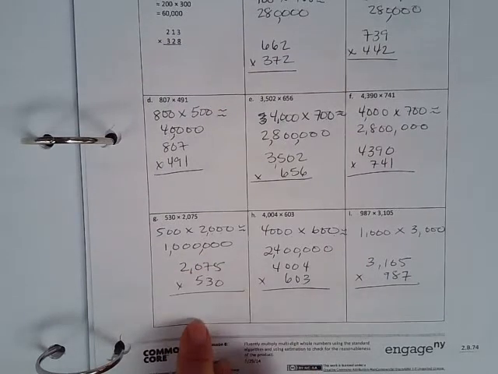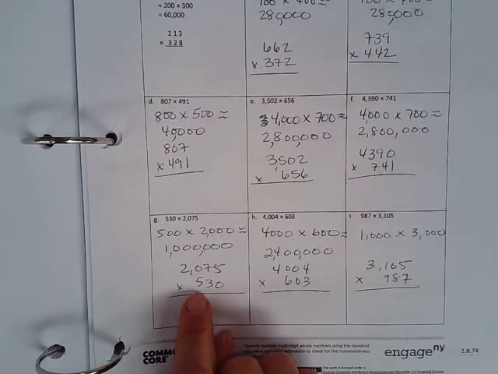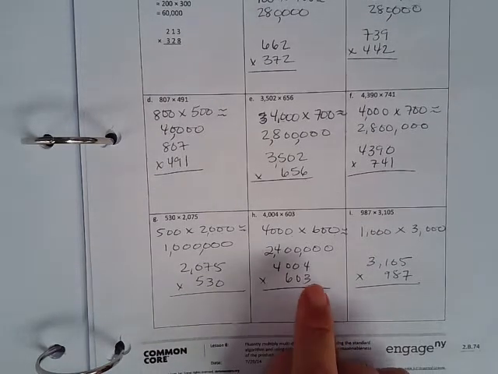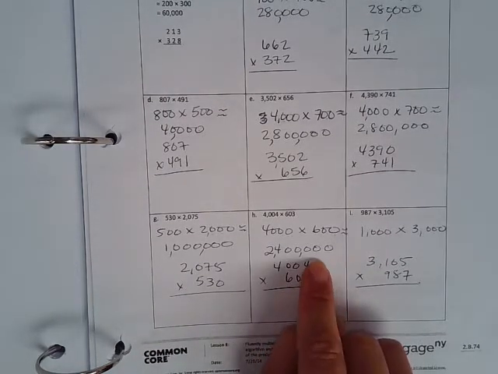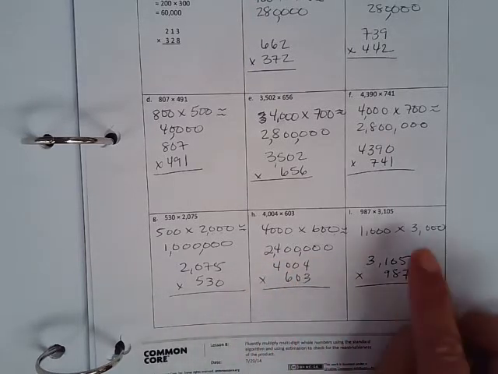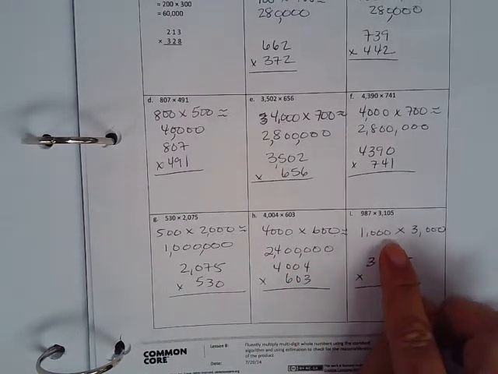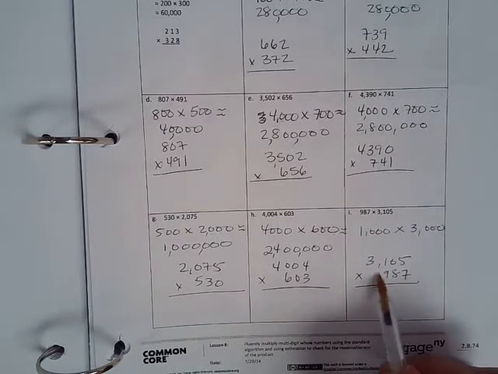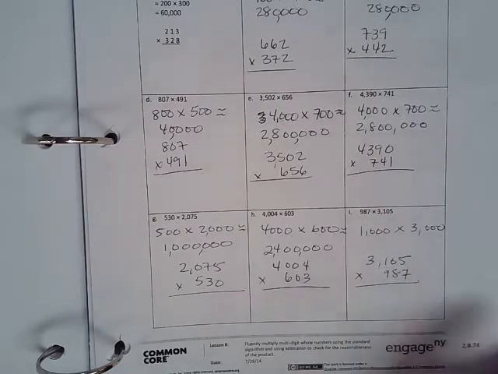1 million, standard algorithm. Remember, there's 530 copies of 2,000. So 603 copies of 4,000. So 2,400,000. Then we have 1,000 times 3 would be 3 million. So almost 1,000 copies of 3,000.